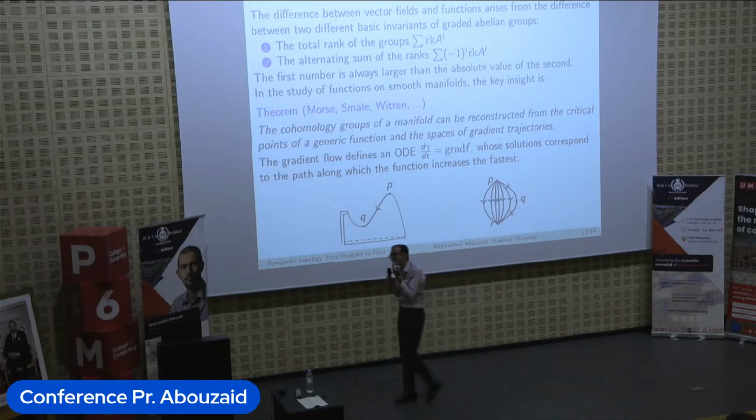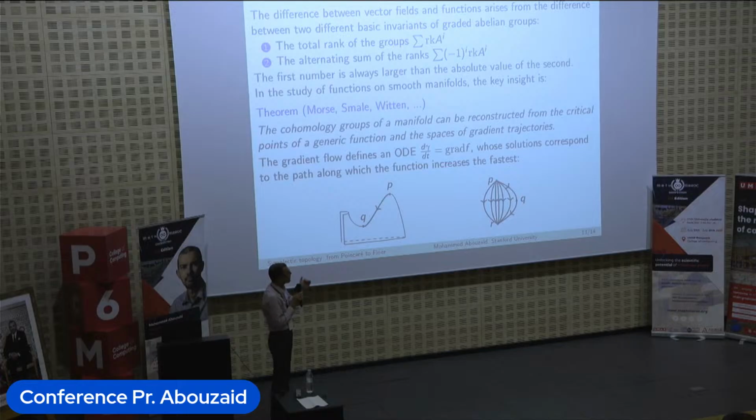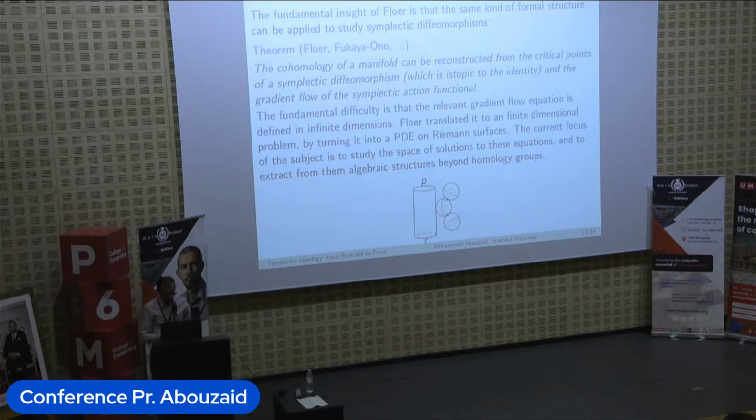So if you study the space of all gradient trajectories, from this information, you can extract the homology of a manifold. And that essentially immediately tells you something about the minimal number of critical points of a function. It tells you that if you can compute the homology group, you can extract the minimal number of critical points.